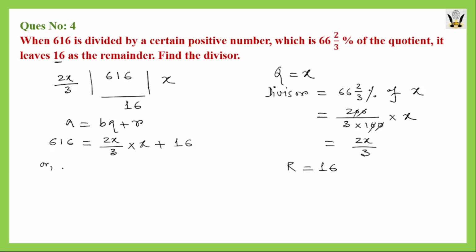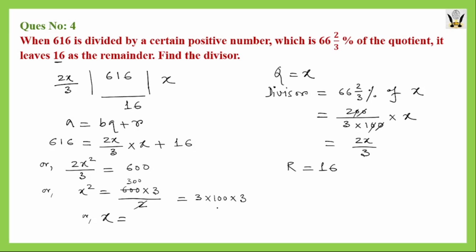Now if we simplify further, then it will be 2x squared divided by 3, and this 16 we can take this side. So 616 minus 16 is 600. So it will be 300. That means here we have 300, which is 3 multiplied by 100 and then multiplied by 3. So x will be the square root of this. If we take the square root value, then finally this value will be 30. That means the quotient value will be 30, and the divisor we need to find. The divisor value is 2x divided by 3, so 3 goes into 30 ten times, and the divisor will be 20.